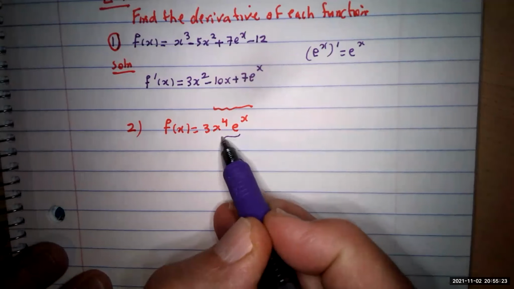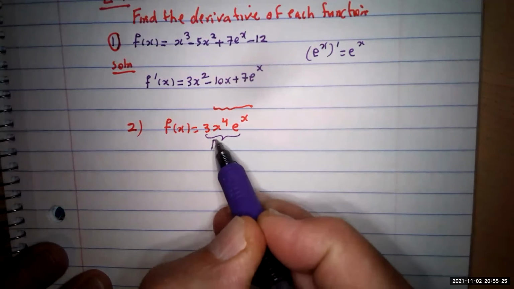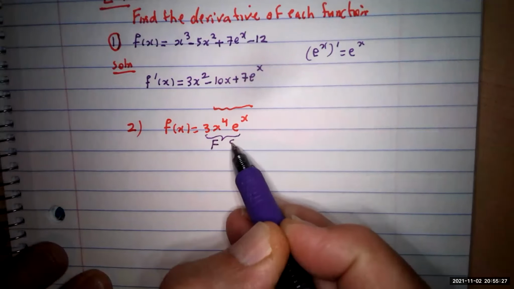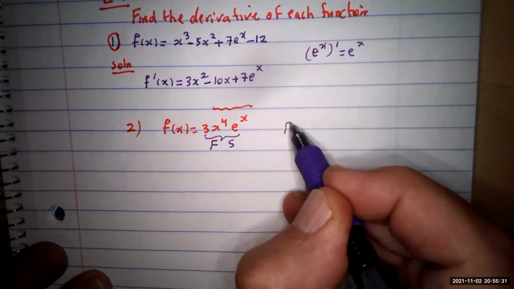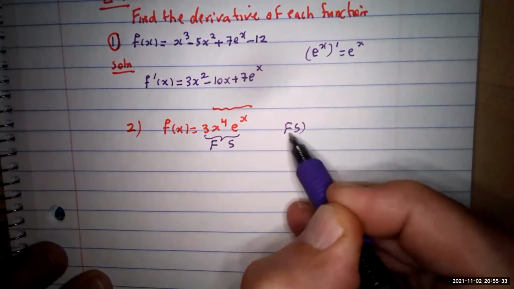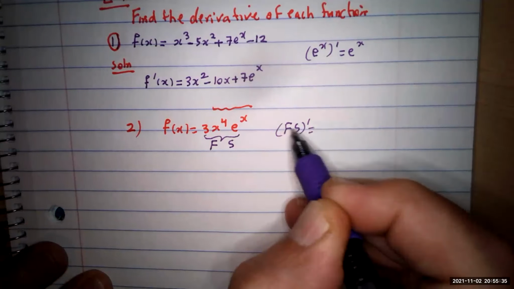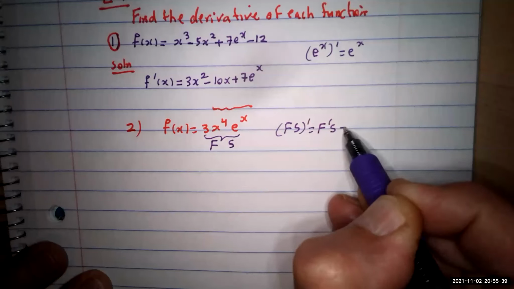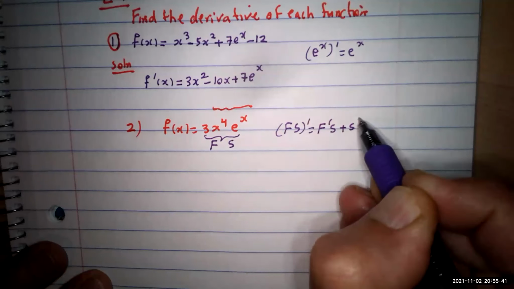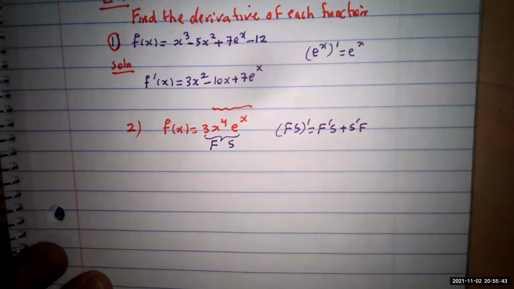Remember the product rule, just to remind you. This is the first function, and this is the second function. Remember the formula? The derivative of the first times the second, plus the derivative of the second times the first.